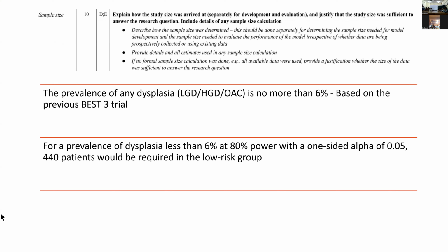Coming to the sample size calculation, based on the previous BEST-3 trial, they have assumed that the prevalence of dysplasia in patients with Barrett's is less than 6%. So with that prevalence, a power of 80% and a one-sided alpha of 0.05, they calculated that 440 patients would be required in the low-risk group.